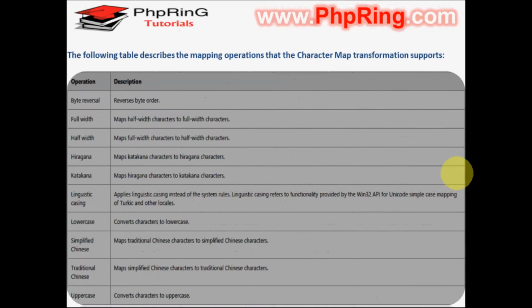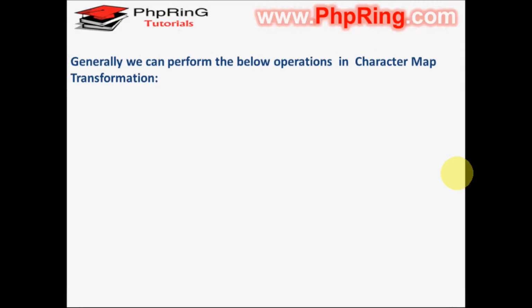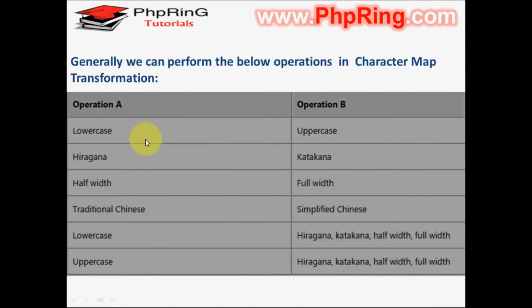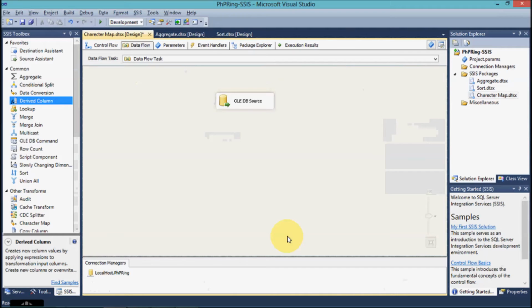You can walk through the table below and learn each operation of the character map transformation. Generally, we can perform these operations in character map transformation. We can convert lowercase to uppercase, hiragana to katakana, half width to full width, and traditional Chinese to simplified Chinese, like that.